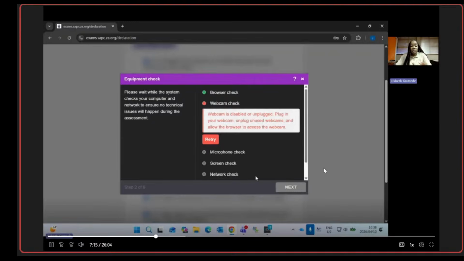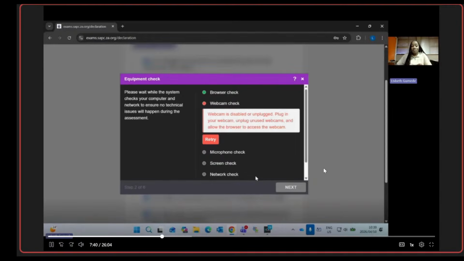Then we'll do a microphone check to see if my microphone is open. Remember, during the examination, you must also be able to hear everything that is happening in the room that you're writing in. The next check will be your screen check to see that you have enabled sharing your screen. We need to be able to see everything that you're doing on the screen. Then you can do a network check to see if you are stable throughout your examination.